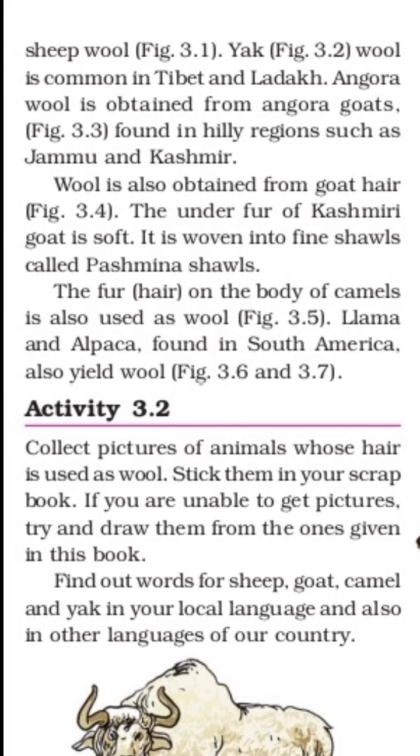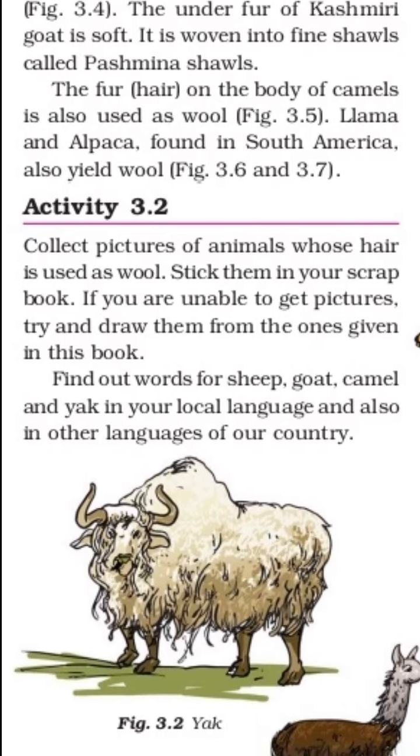Now here one activity was mentioned, activity 3.2. It is a simple activity. Collect pictures of animals whose hair is used as wool. We have to collect the pictures of the animals whose hair we are using to prepare wool. Stick them in your scrapbook. If you are unable to get the pictures, try and draw them in the space given in this book.